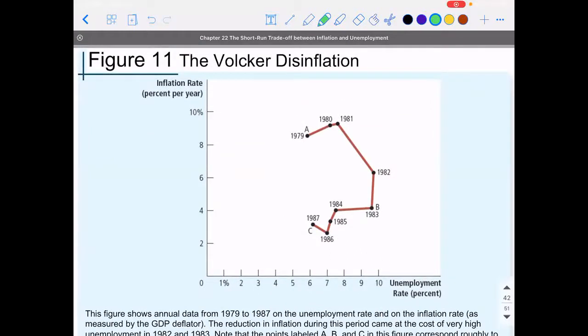And look at what Volcker does then to the Phillips curve. Starts to round it out again. Gets us that lower inflation rate along with some lower unemployment.